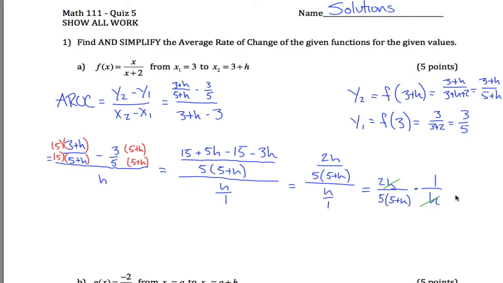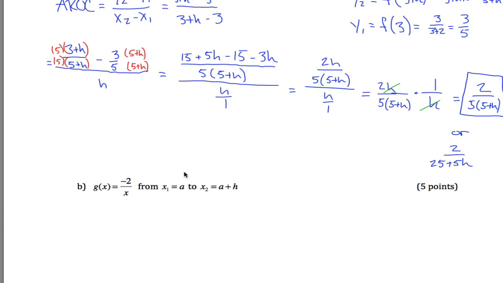So what I get for my final simplified answer is 2 over 5 times 5 plus h. And maybe I'll even say, or 2 over 25 plus 5h. I don't care which one of these two you use. Either one's totally fine. Simplified is kind of subjective. Yeah, I guess that's good. That's the answer there. Now do it again.